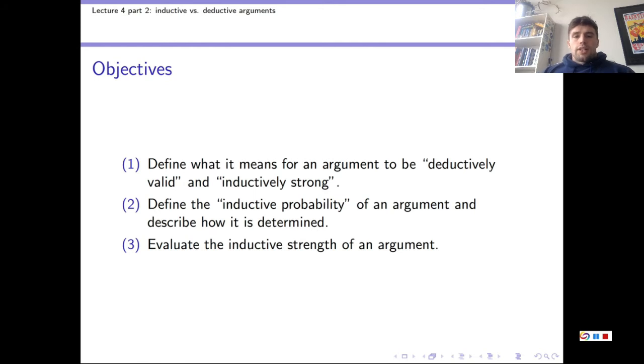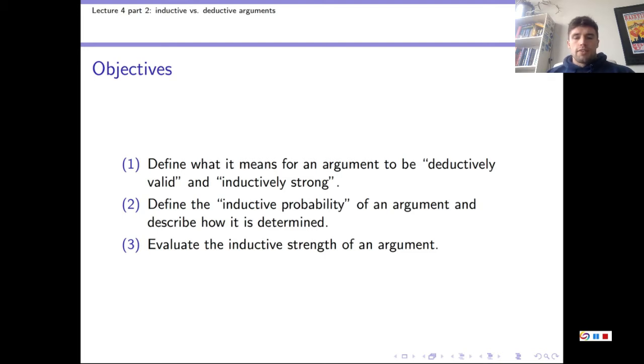Now, remember, we finished last time by saying that arguments have varying degrees of strength. We said that when the truth of the premises of an argument guarantees the truth of its conclusion, we have the strongest possible type of argument, and that there are cases ranging from this maximum possible strength all the way down to the lowest possible strength, where the premises contradict the conclusion. In this video, we're going to make this idea of the strength of an argument more precise.